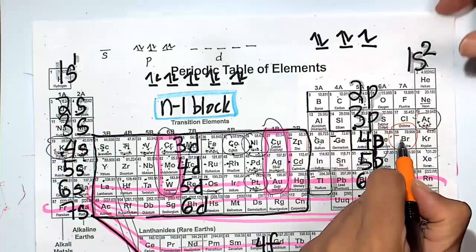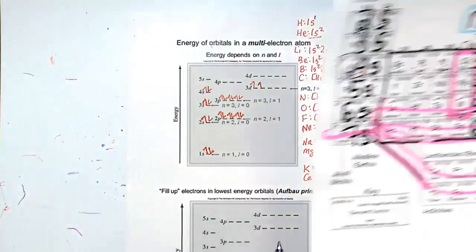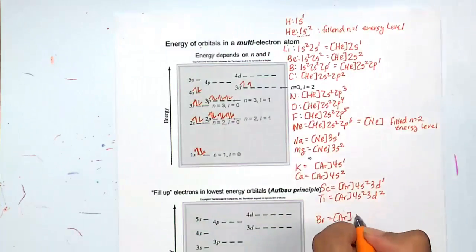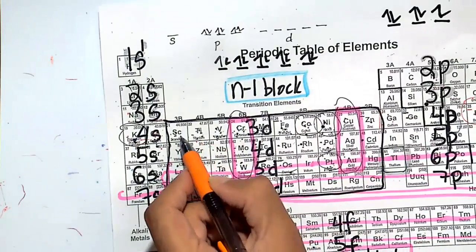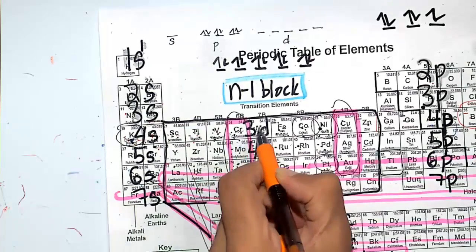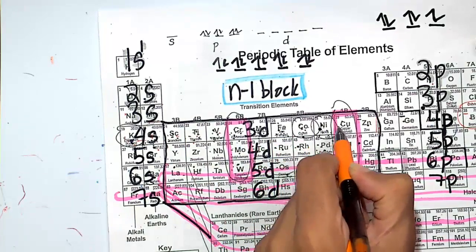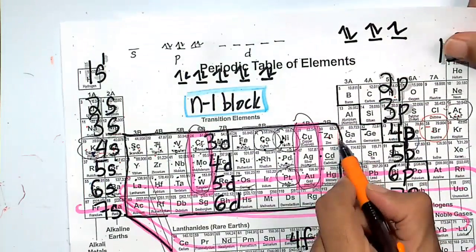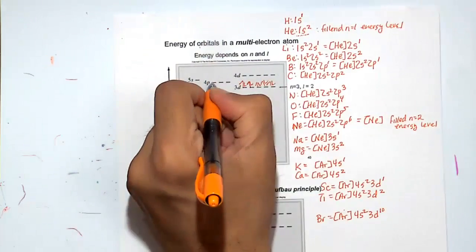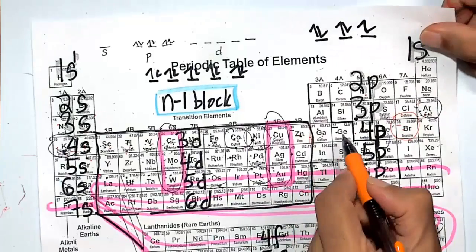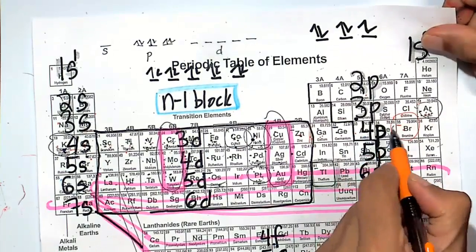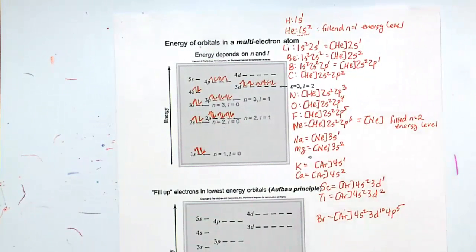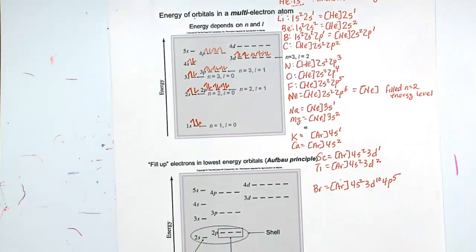So the electron configuration of bromine is going to be argon, 4s2. Okay, the electrons go marching in. Hurrah, hurrah. 4s2, 3d1, 3d2, 3d3, 3d4, 3d5, 3d6, 3d7, 3d8, 3d9, 3d10. Now we're entering into P territory. After we complete 3d10, where do we go? 4p1, 4p2, 4p3, 4p4, 4p5. So it's going to be 4s2, 3d10, 4p5. That would be the electron configuration of bromine.